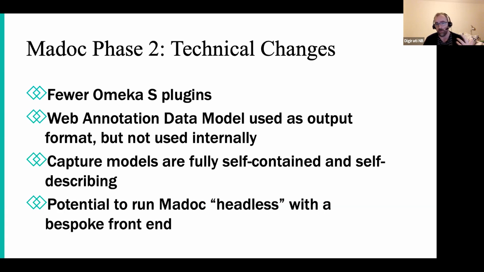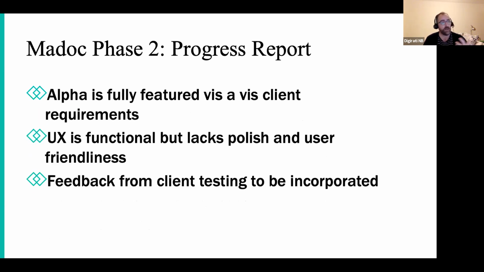And we've got a project on the go now to write that headless front end for a particular project that has some special requirements about the UI. There's currently a fully featured alpha, so I'm rushing through this to get to a quick demo, which is fully featured vis-a-vis all the client requirements. So all of the things that were in the requirements for all these different projects, it can do all of them, but the UX isn't great. It's functional, but it lacks polish.